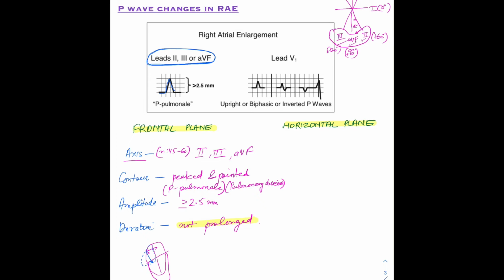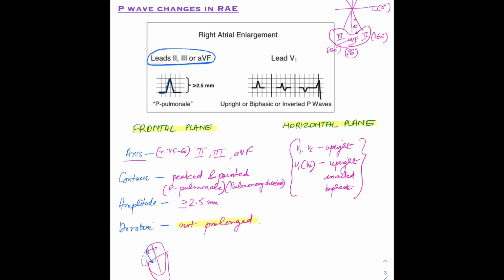Now coming on to the precordial leads. We discussed the normal P wave morphology in the leads V3 to V6, which was upright. And when we talked about V1 and sometimes V2, it could be upright, inverted or biphasic. Okay, so this was the normal morphology of the P wave.